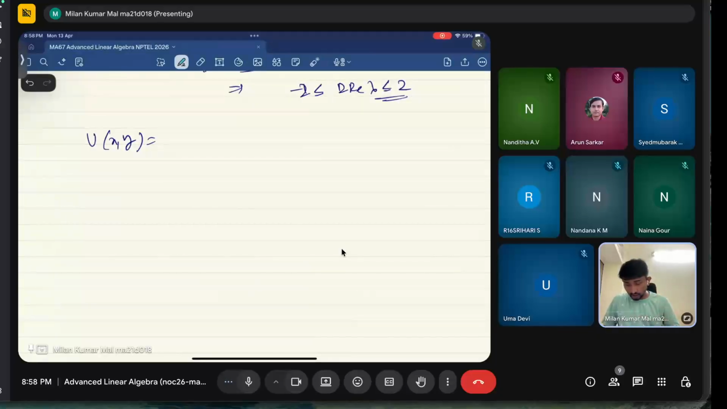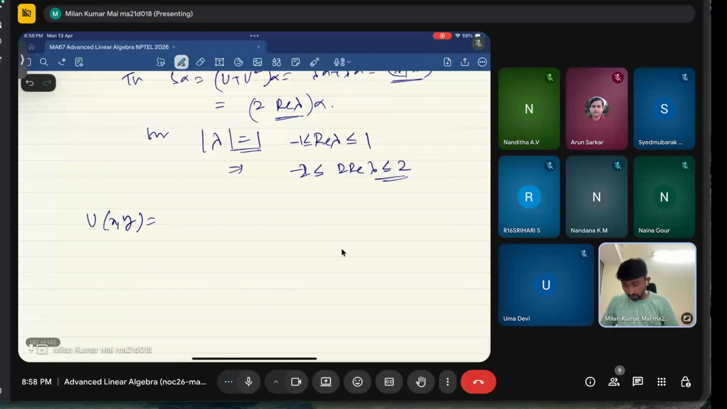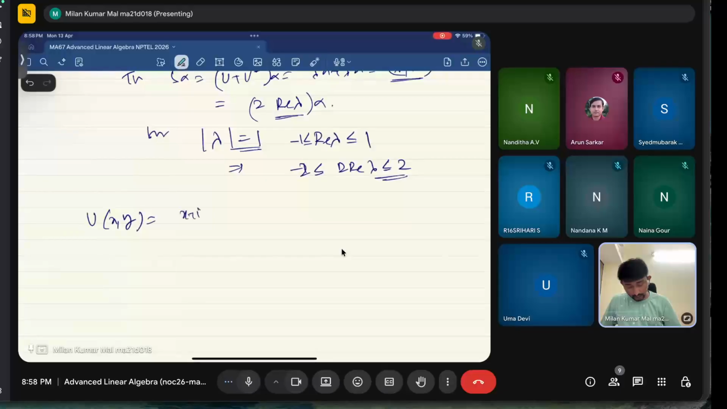Actually, these are four separate problems of Hoffman-Kunze. I have four separate theorems, and I have combined them to form a question. Okay, so what was the question? I'm not able to see the question. U(x, y) is (x plus iy) by square root of 2 and (ix plus y) by square root of 2.